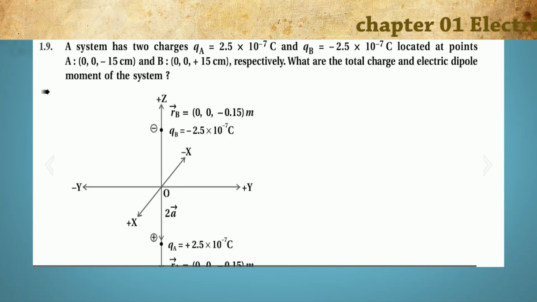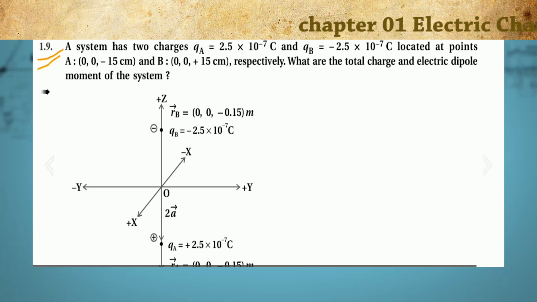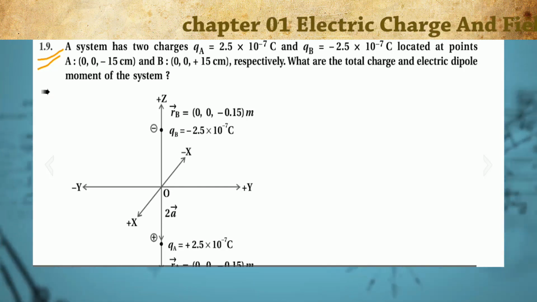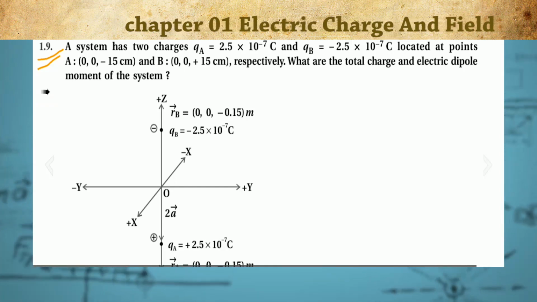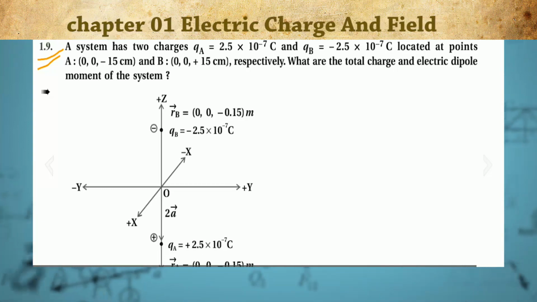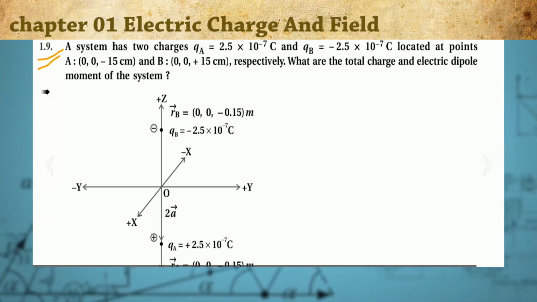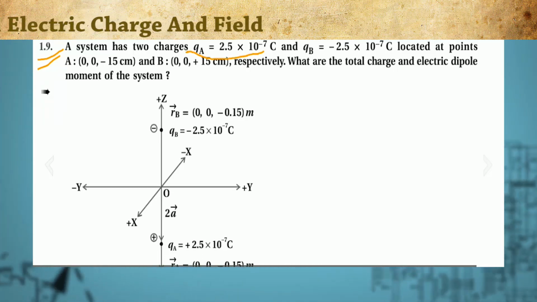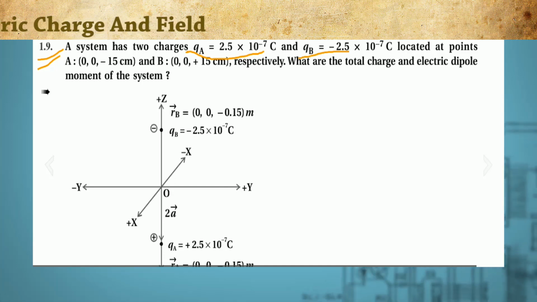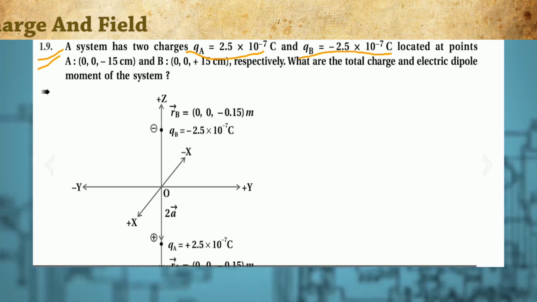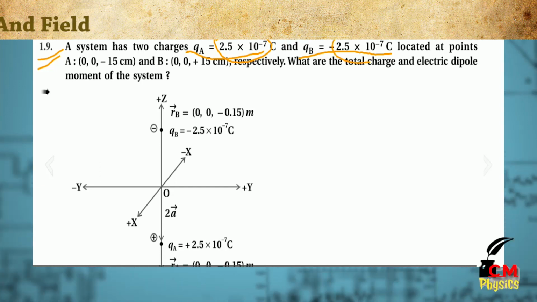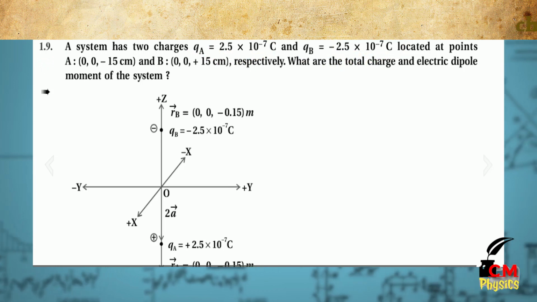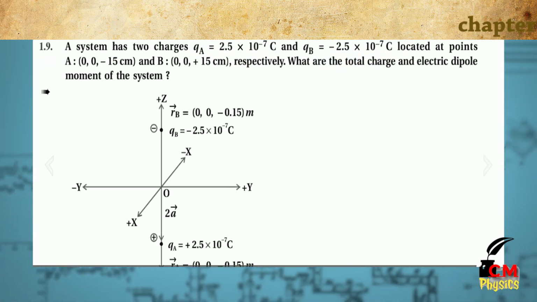Question number 1.9. Inside the question there is a coordinate geometry system given to you. You are placing two charges: QA is 2.5 into 10 raised to minus 7 Coulomb and QB is minus 2.5 into 10 raised to minus 7. The magnitudes of both charges are the same, but one is positive and another is negative. That is the basic definition of the formation of a dipole.